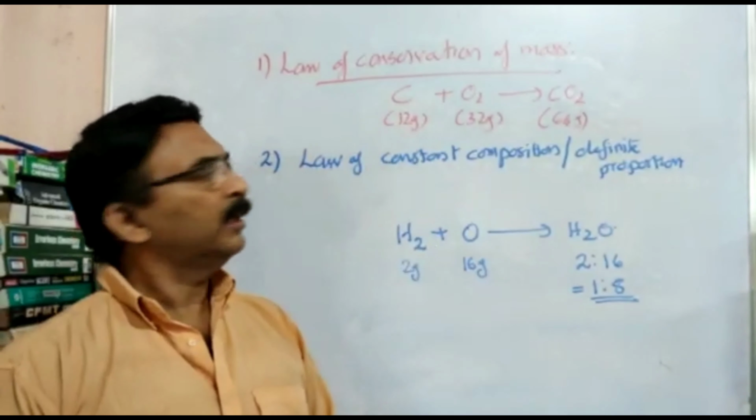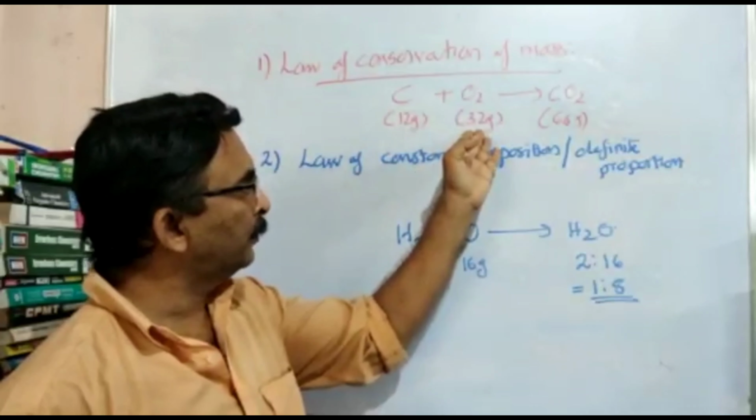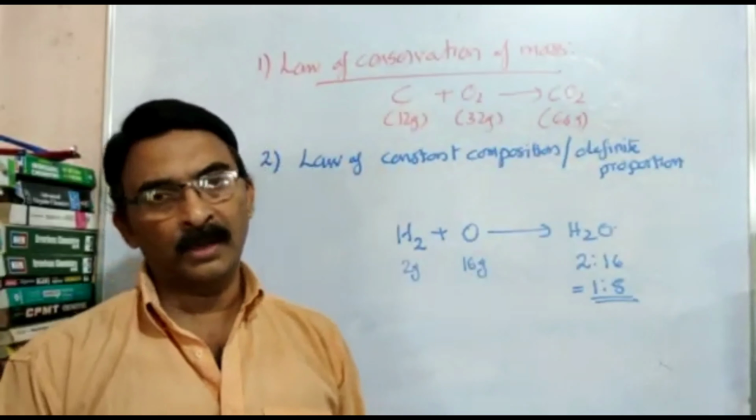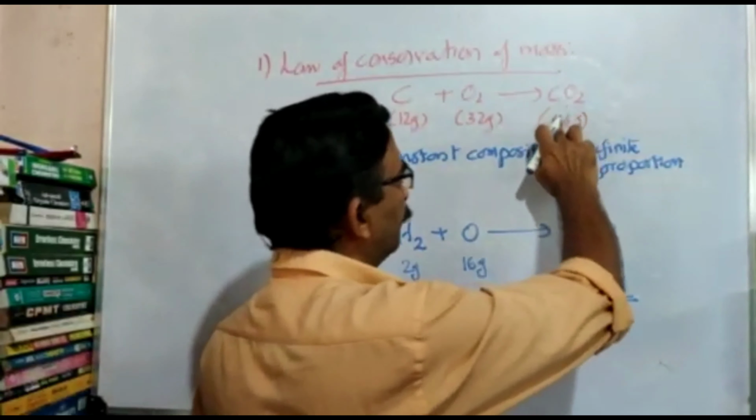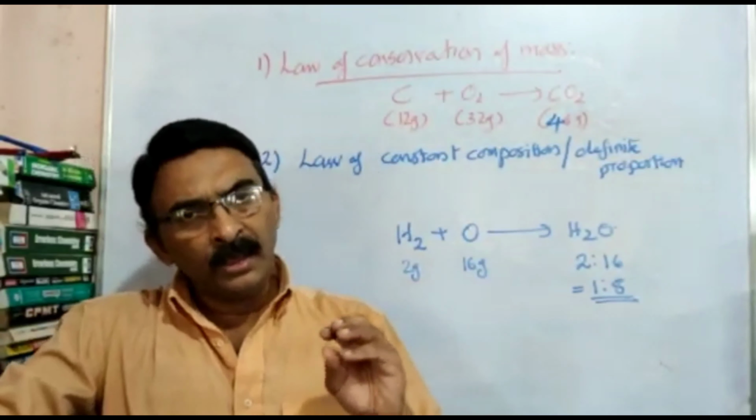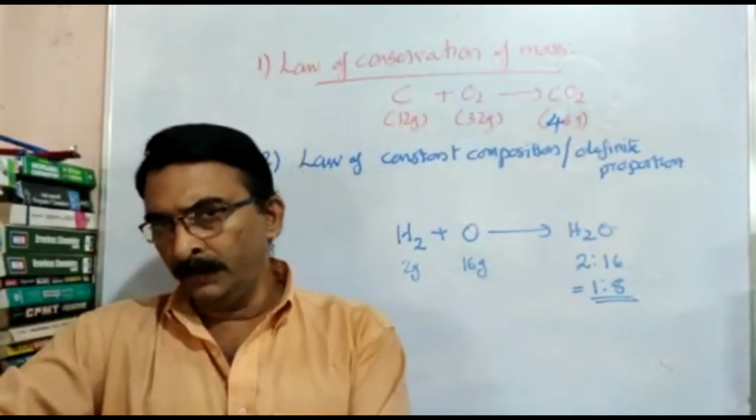For example, 12 gram carbon combined with 32 gram oxygen forms 44 gram carbon dioxide. Even with this law, we can do problems that we will do later.